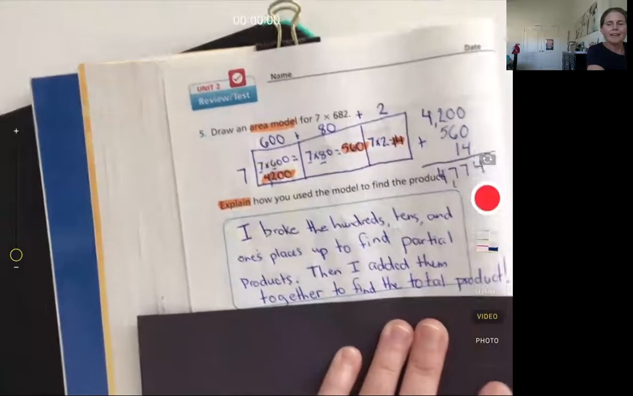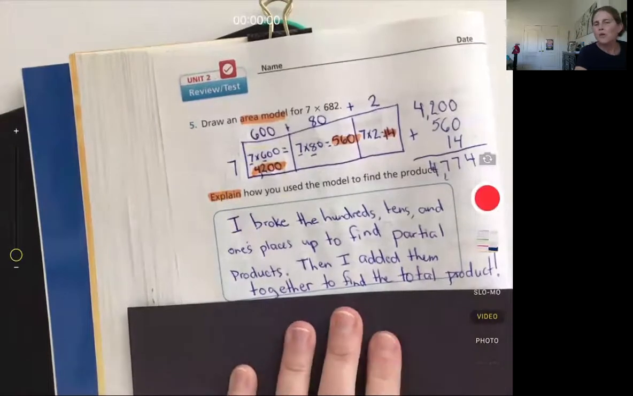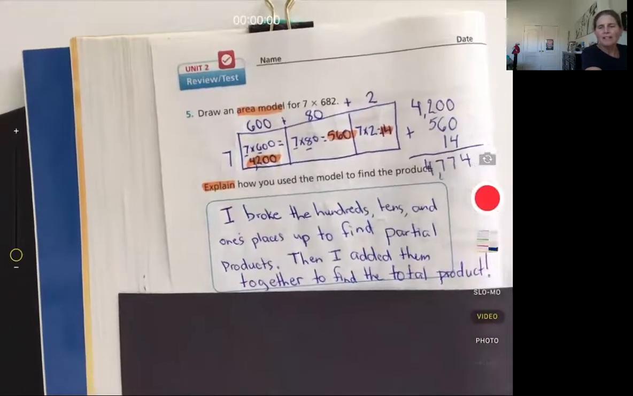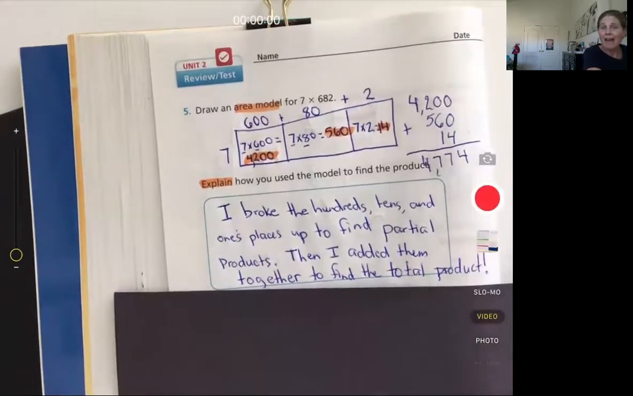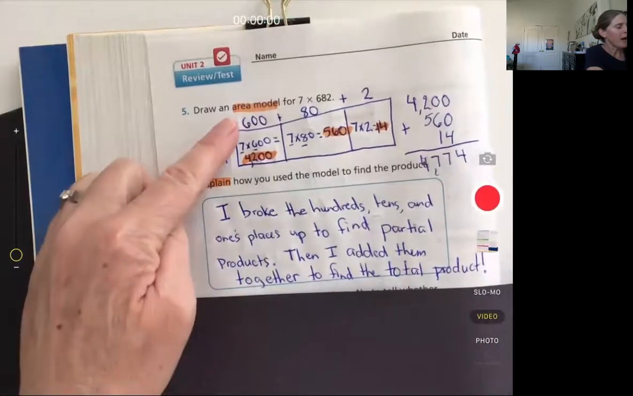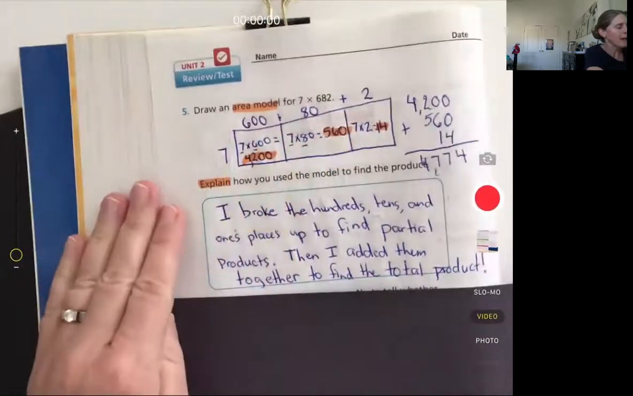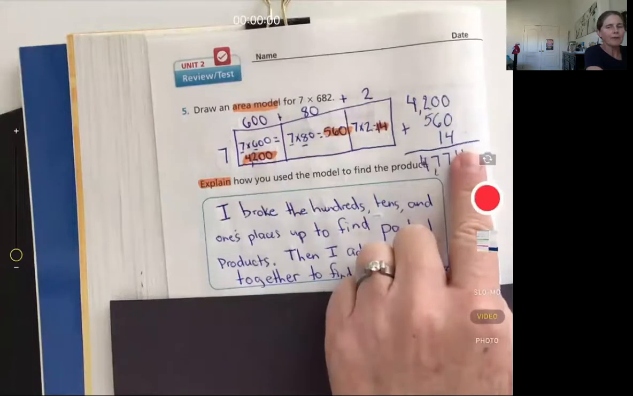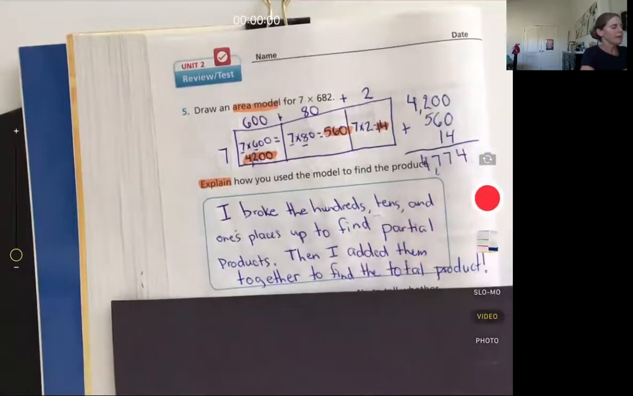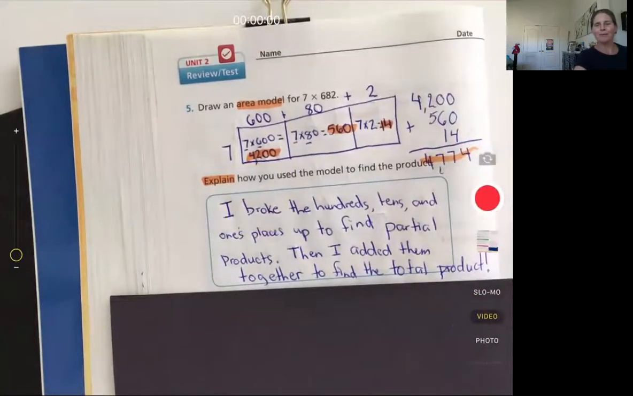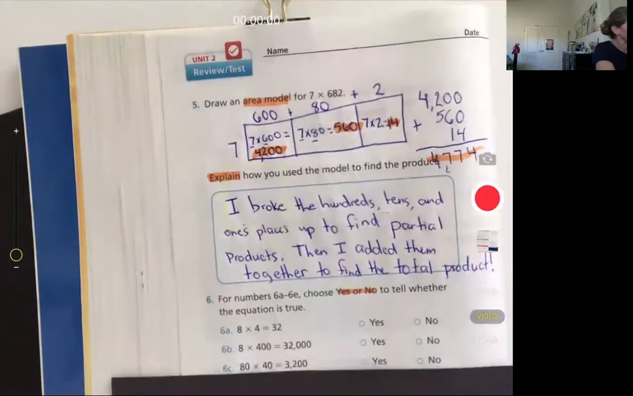Okay. That was long. Now, I always say you do not have to have the exact same words as me, but should be generally similar. And if you didn't have anything, then please feel free to borrow and make your own or use what I have. So I'm just telling you, I broke the hundreds, tens, and ones place up to find my partial products. Then I added them together to find the total product. So here's my answer. Okay. And that is number 5. All right, let's keep moving down.